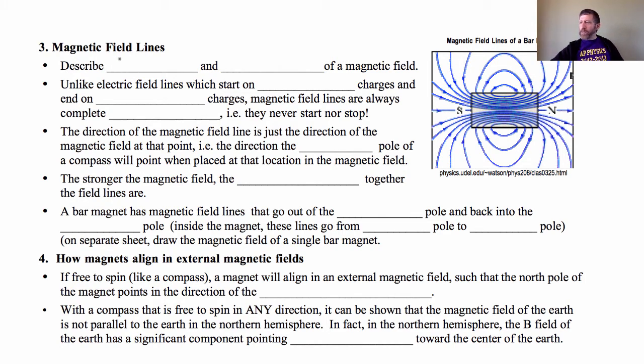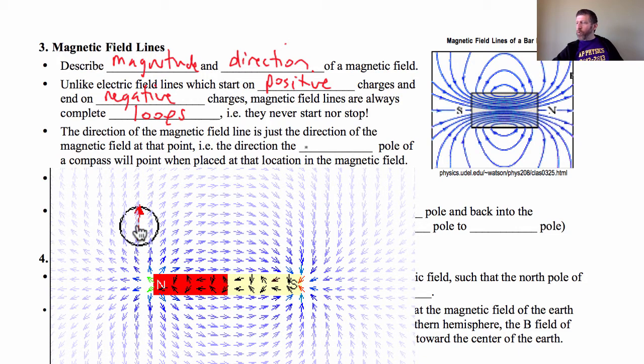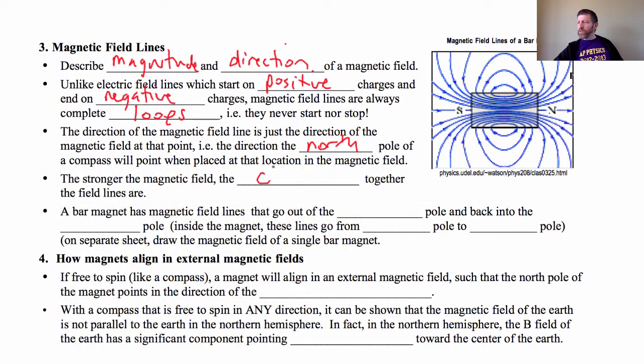They describe both the magnitude and direction of the magnetic field. Unlike electric field lines, which start on positive charges and end on negative charges, magnetic field lines are always complete loops, i.e. they never start nor stop. The direction of the magnetic field line is just the direction of the magnetic field at that point. In other words, the direction the north pole of a compass will point when placed at that location in the magnetic field. The stronger the magnetic field, the closer together field lines are, just like with electric fields.